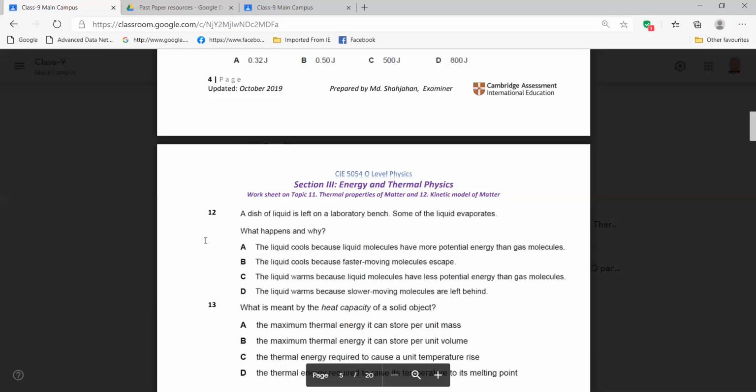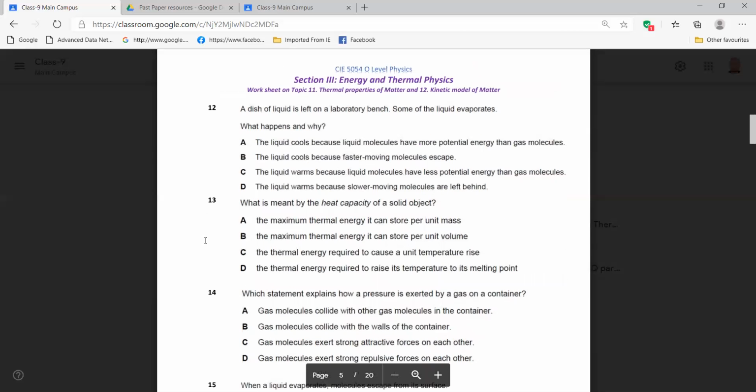Is it clear? But the second one is okay, right? The second one is also okay, for liquid also. We are using both ideas: one is kinetic energy, another one is potential energy. Is it clear? Yes, sir, it is clear. Okay, now we can go to question number 13. Then continue.